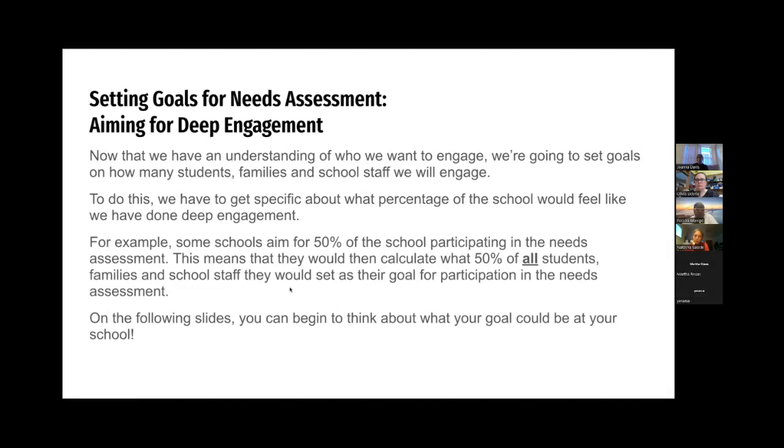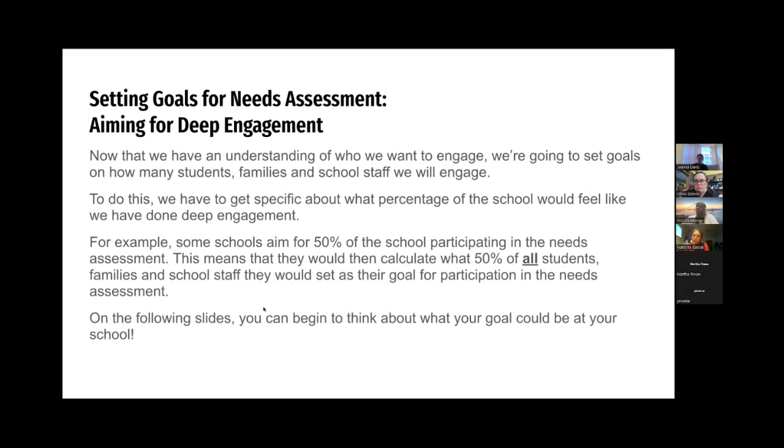They want to get 50% of the students. They want to get 50% of families. They want to get 50% of the school staff. And they would feel really comfortable moving through the process of planning, knowing that the needs assessment has been completed by 50% of the school, right? Some might set a goal lower than that. It just depends on where your school is at within its family engagement structure, right?